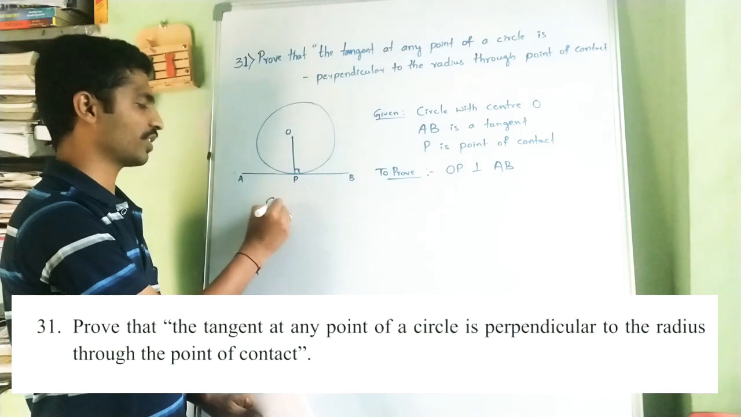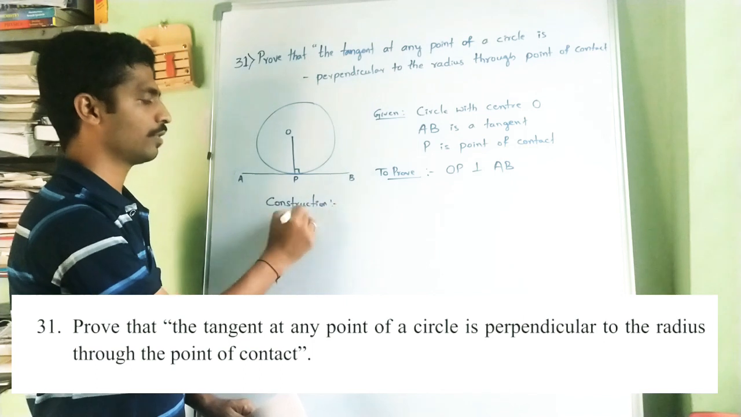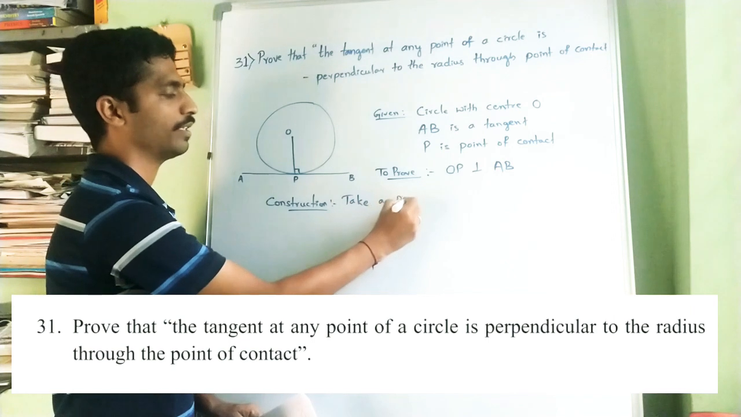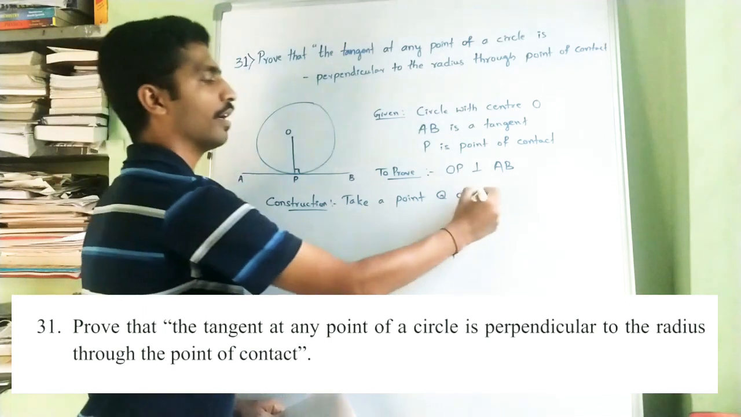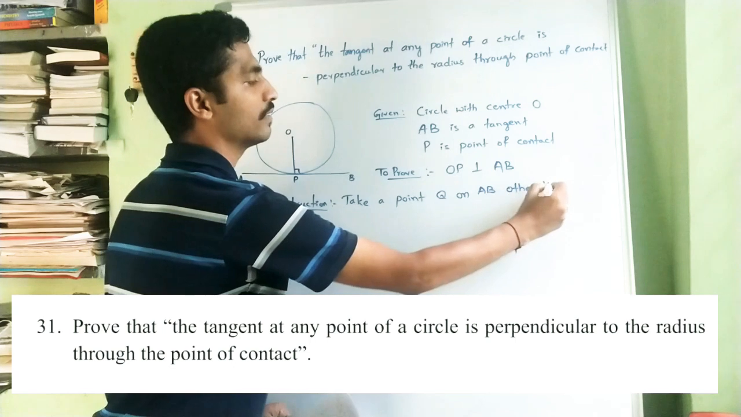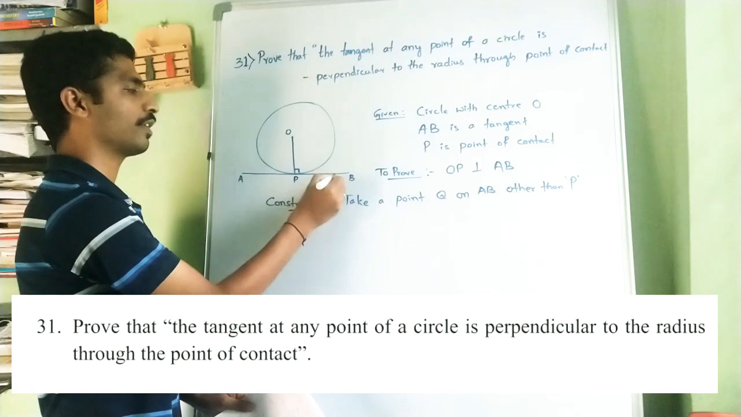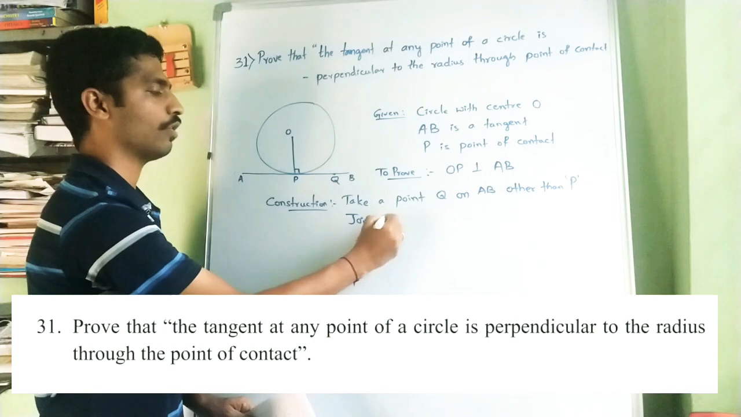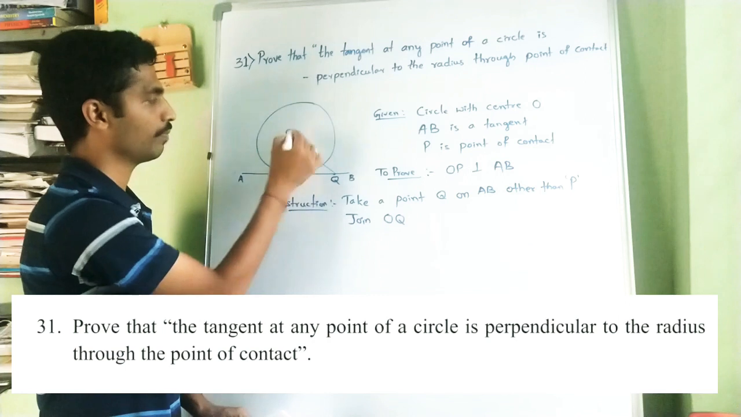Construction: take a point Q on AB other than P. You have to take one point Q other than P. Join OQ. So try to join OQ here.